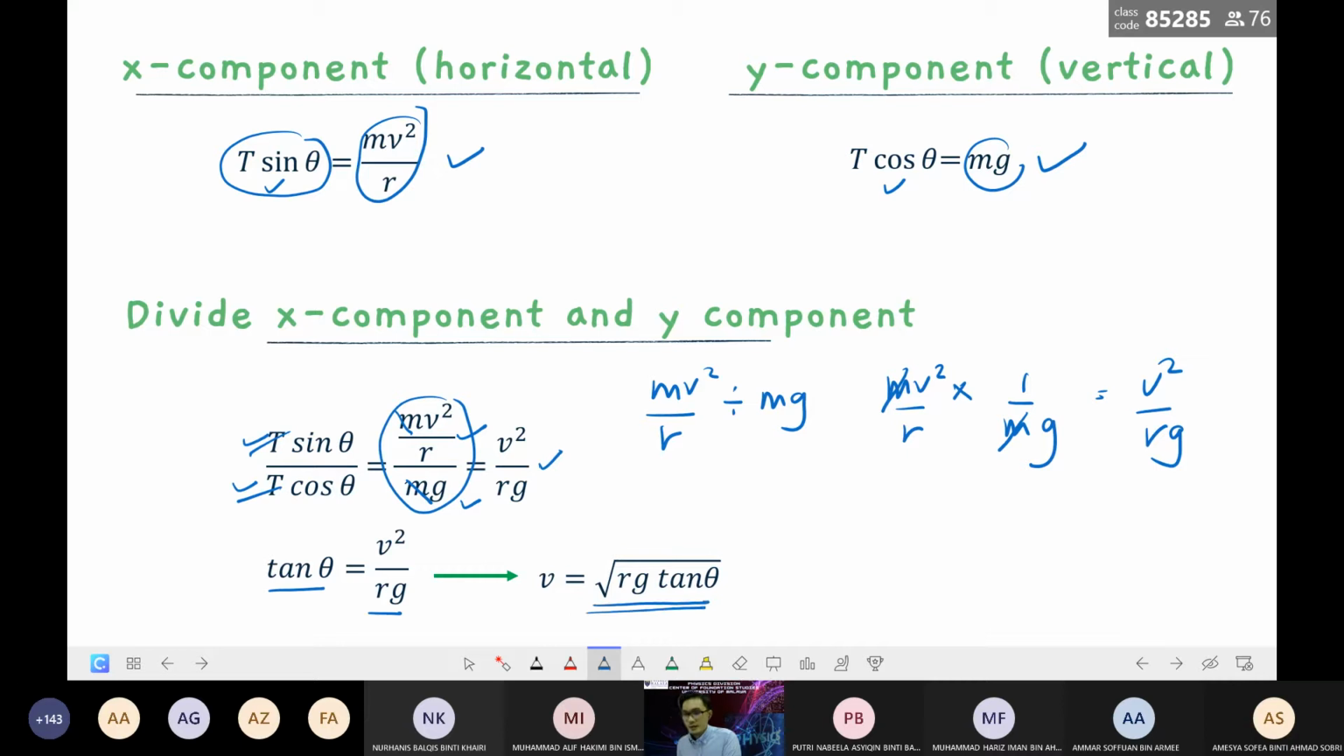This one looks like the formula for banked curve frictionless, but it is not the same, it is a totally different concept, only the formula is the same. Okay, any question before I proceed to the next part?